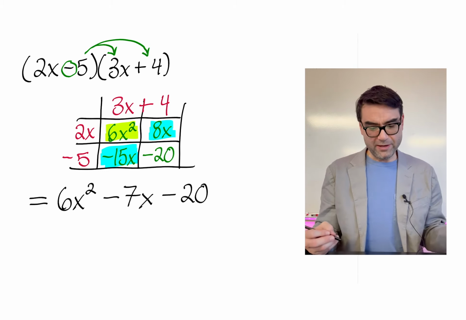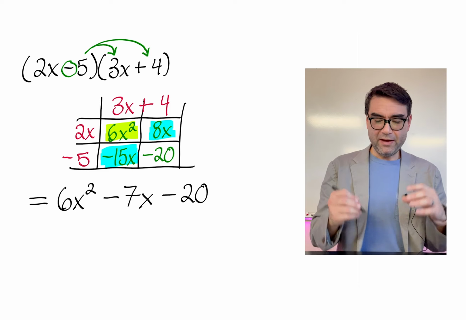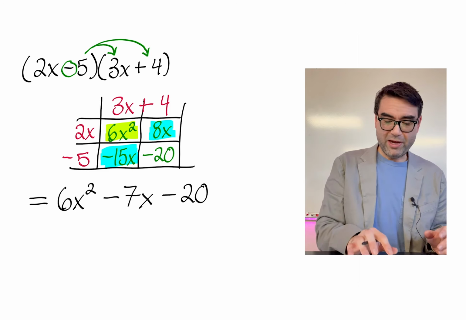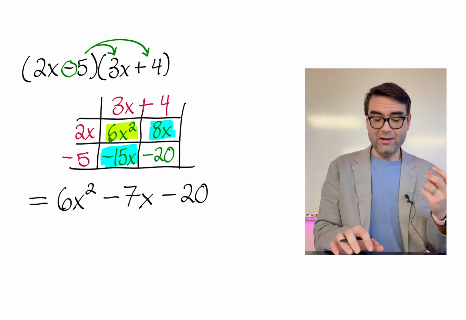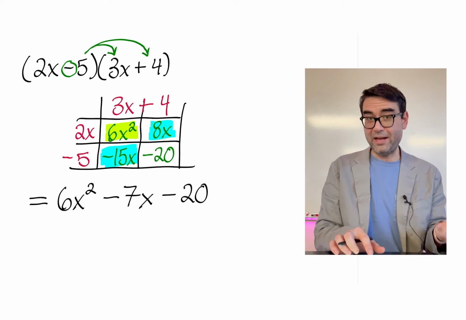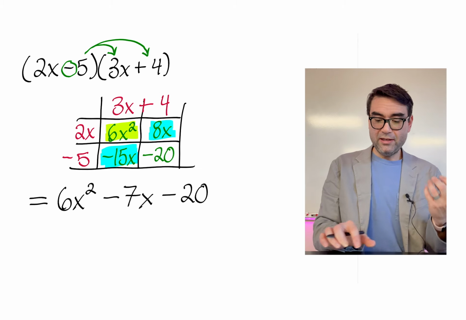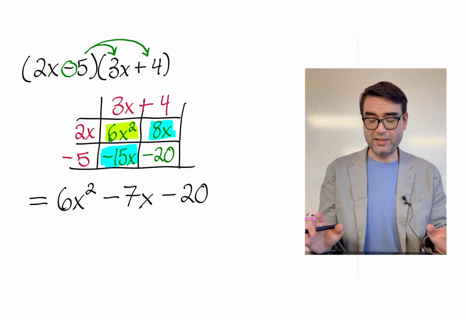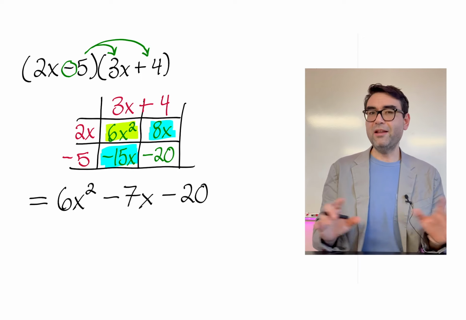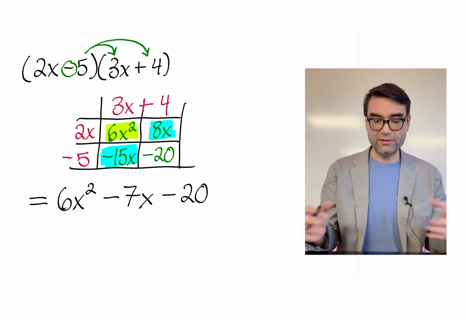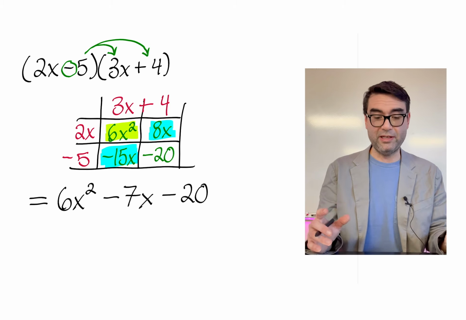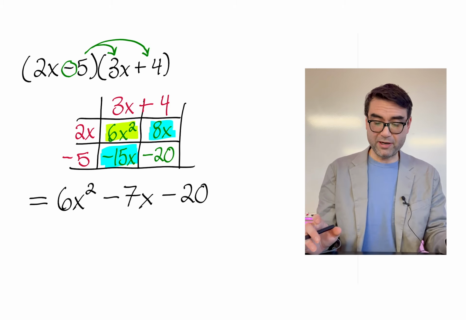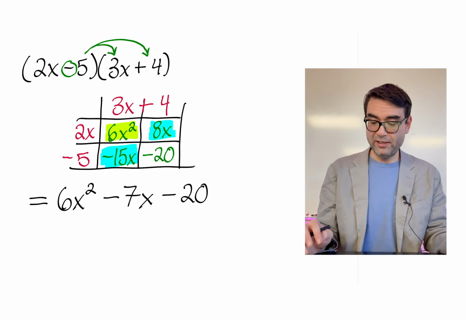And the way that you know you're done, right, is every term has its own unique variable expression attached to it. So my 6x squared is an x squared term. My -7x is an x term. And the -20 is a constant term, doesn't have a variable attached to it. So these are all unlike terms, so there's nothing else to do. So my simplification is complete. So 2x minus 5 times 3x plus 4 is 6x squared minus 7x minus 20.